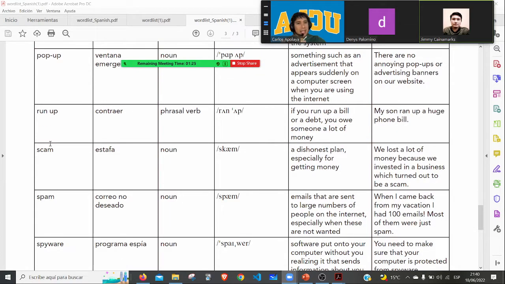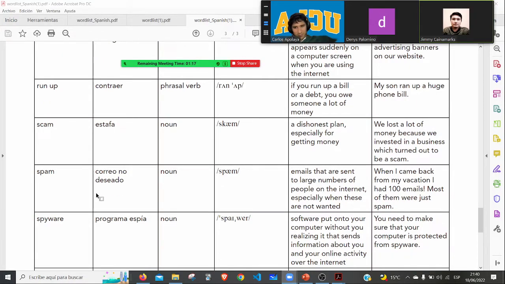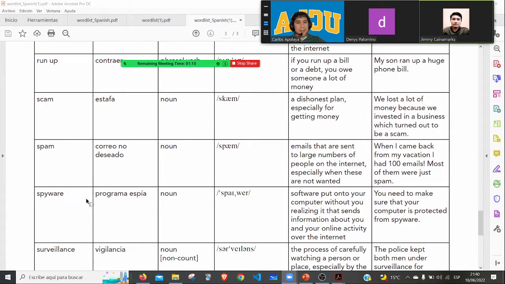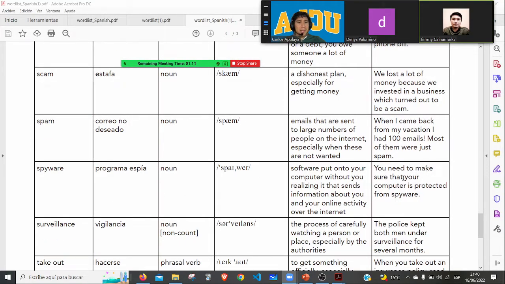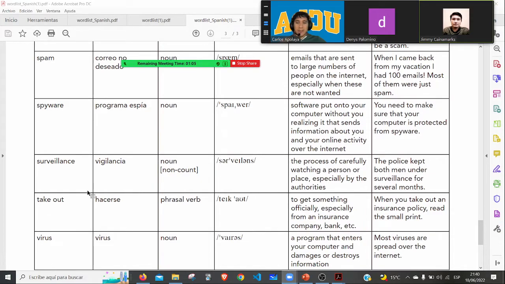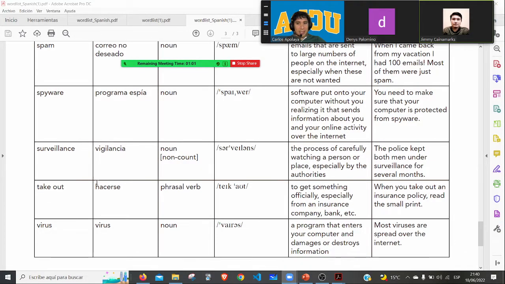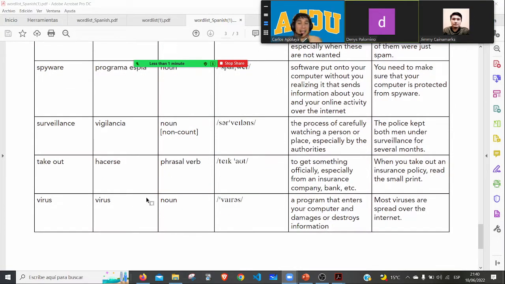Yes. And then we have a scam. A scam es una estafa. Okay? Scam. Spam es el correo no deseado. Yep. Spyware es un programa espía. So you need to make sure that your computer is protected from spyware. Surveillance, vigilancia. Okay? Take out. Look at this. To get something officially, especially from an insurance company or a bank. When you take out an insurance policy, read the small print. Okay? Cuando te vas a sacar, como sacar o adquirir un servicio. Yep, it could be take out a loan, sacar un préstamo.